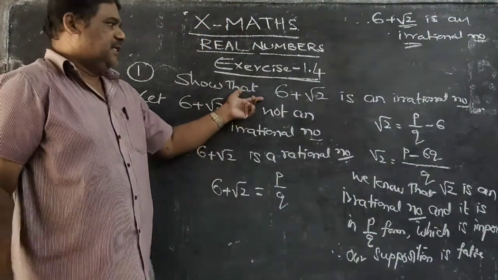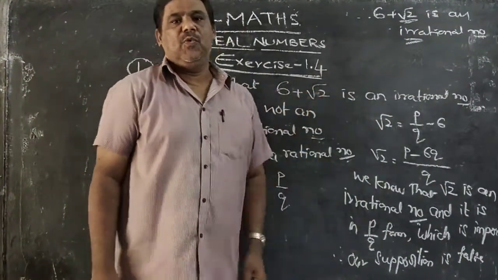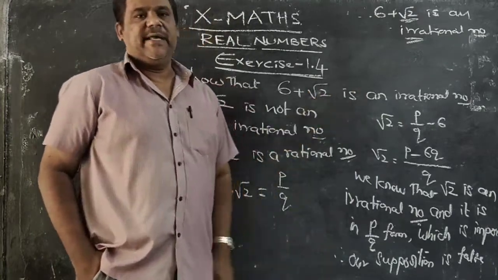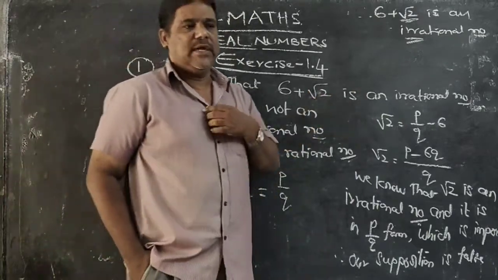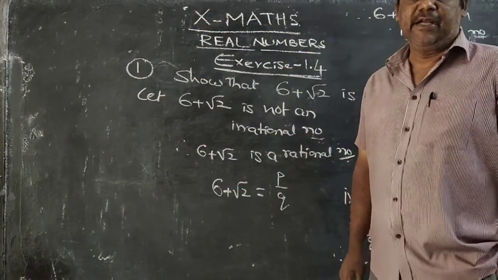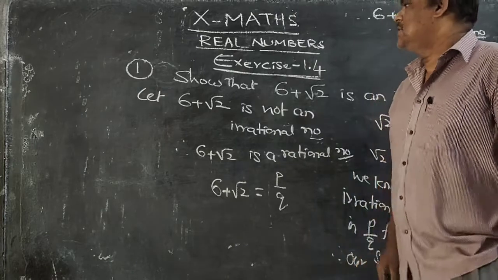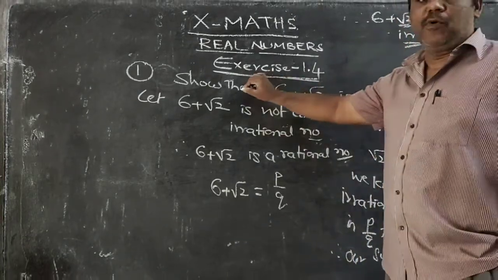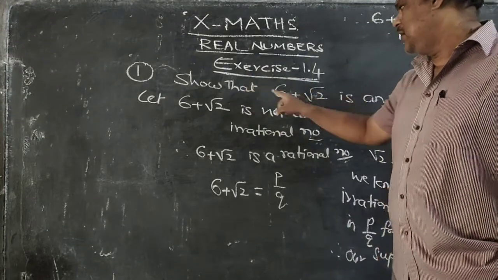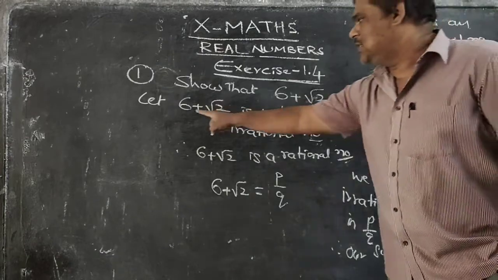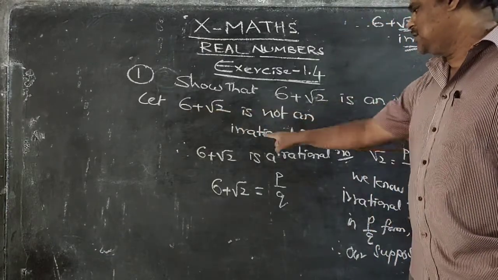So once again, listen. If you want to prove any statement, there are two methods. One method is called the direct method, the other is known as the indirect method. In the direct method, we take the given condition through a logical sequence of steps and we get the answer. But in the indirect method, we suppose that the answer is wrong. Here you see 6 plus root 2 is an irrational number. So we have to suppose that 6 plus root 2 is not an irrational number.